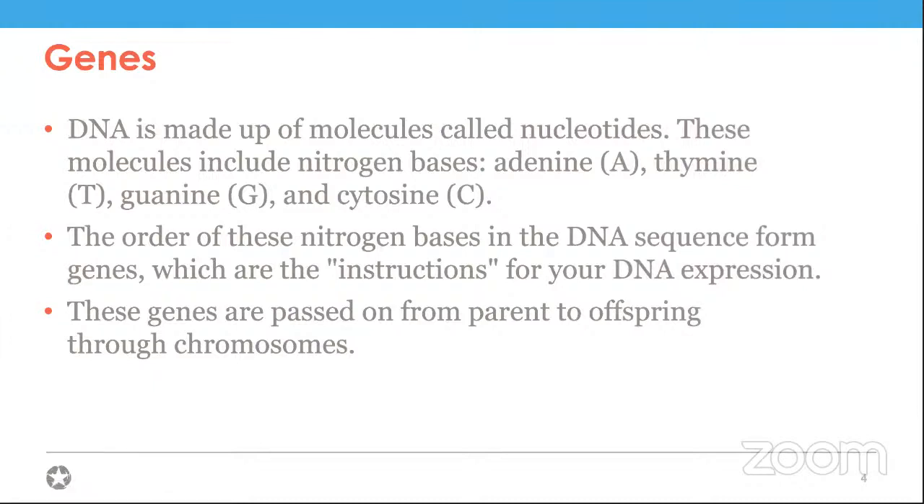So DNA is made up of molecules called nucleotides. These molecules include nitrogen bases: adenine, thymine, guanine, and cytosine. The order of these nitrogen bases in the DNA sequence form genes, which are the instructions for your DNA expression. All humans share 99.9% of DNA. However, it is the order of these nucleotide bases that gives us the variation between individual people. These genes are passed from parent to offspring through their chromosomes. They contain the genetic history of your ancestors, and the variations are how we determine the relationships between people.